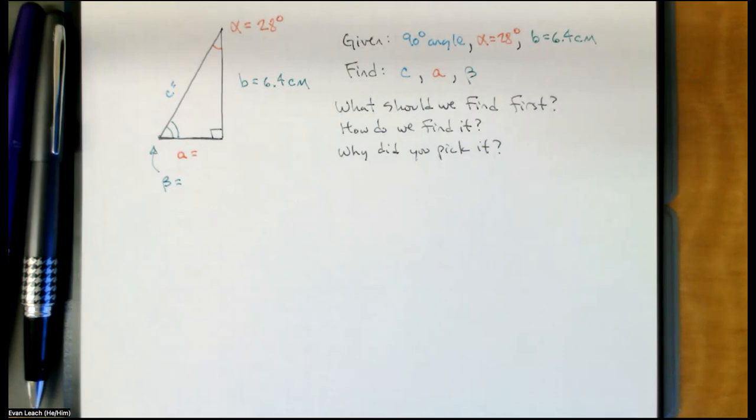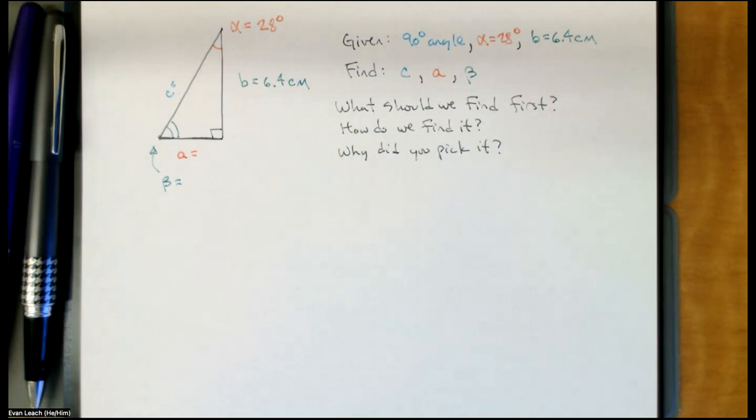So we have this triangle. I've given you, like we agreed, 3 pieces of information, and one of those pieces of information has to be a 90-degree angle. So here's a triangle. One of the angles is 90 degrees, and angle alpha is 28 degrees, and side B, which is adjacent to the 28, is 6.4 centimeters. Our task is to find the other 3 parts: side C, the hypotenuse, side A, which is opposite the given angle of 28, and angle beta.